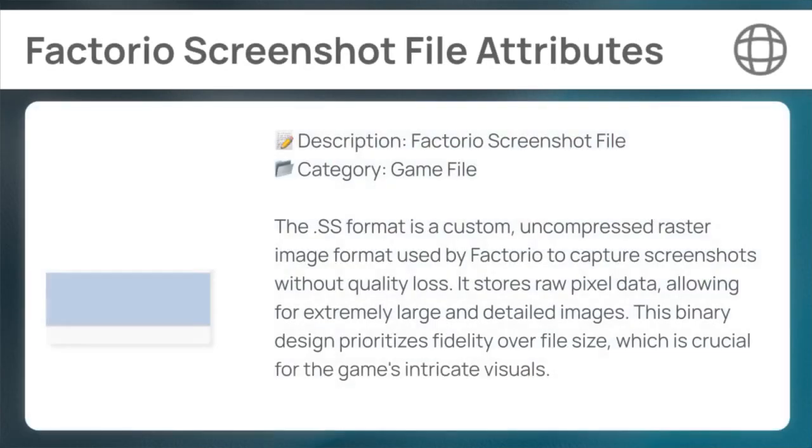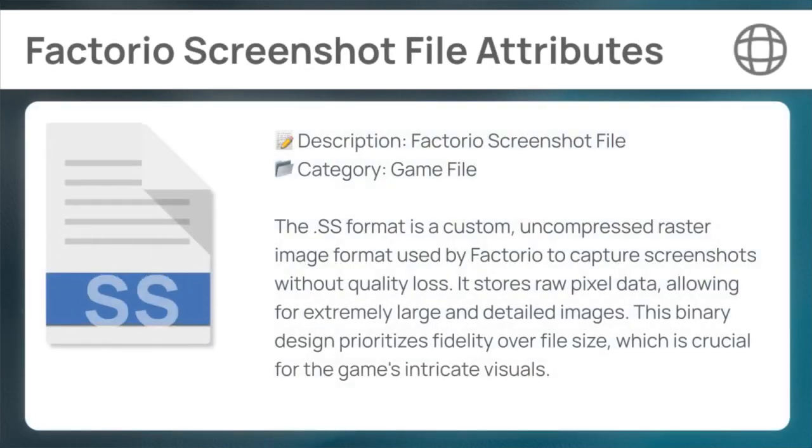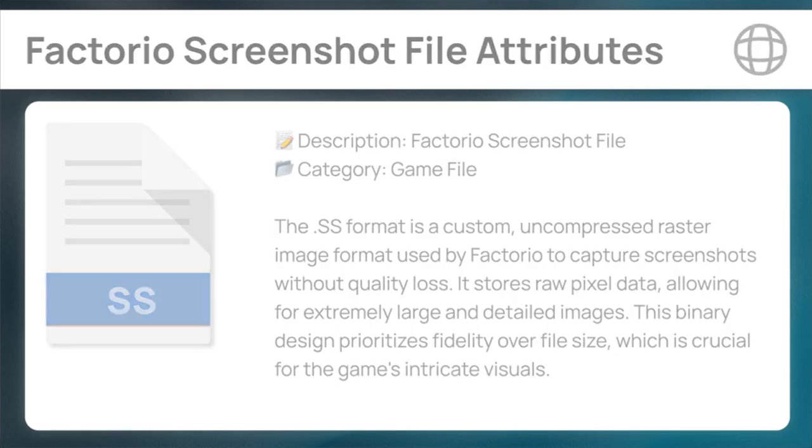The .ss format is a custom, uncompressed raster image format used by Factorio to capture screenshots without quality loss. It stores raw pixel data, allowing for extremely large and detailed images. This binary design prioritizes fidelity over file size, which is crucial for the game's intricate visuals.